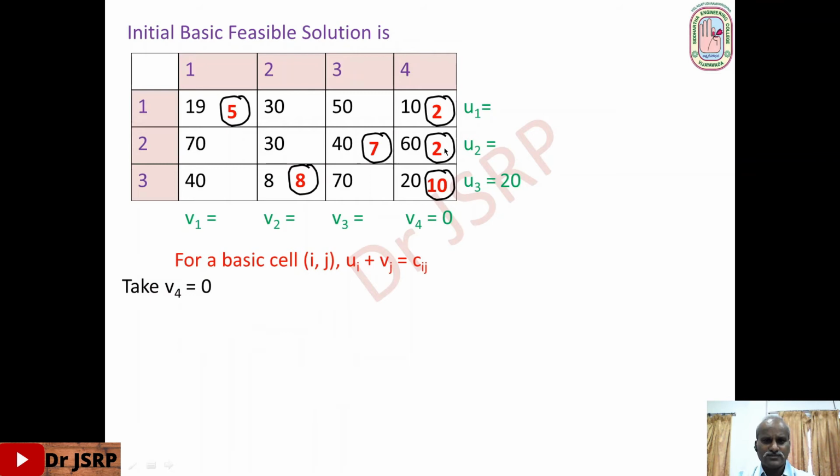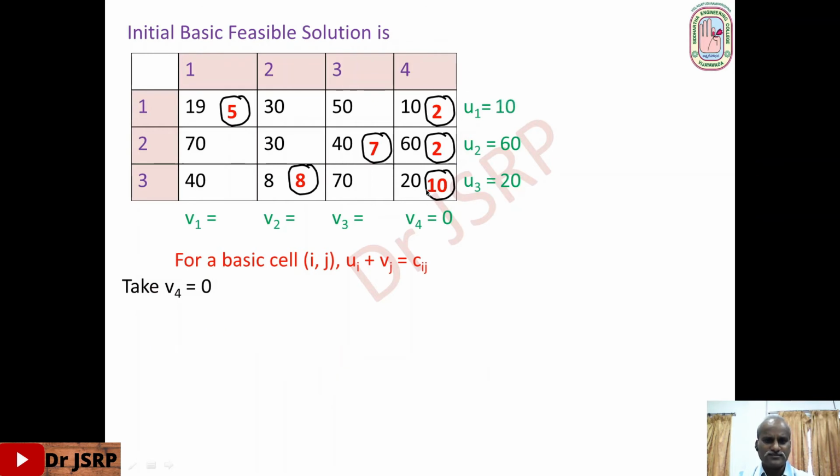Similarly, consider the 2,4 cell. So U2 plus V4 equals 60. V4 is 0, so U2 equals 60 minus 0, which is 60. And consider the 1,4 cell. For the 1,4 cell, U1 plus V4 equals the cost 10. V4 is 0, so U1 equals 10.